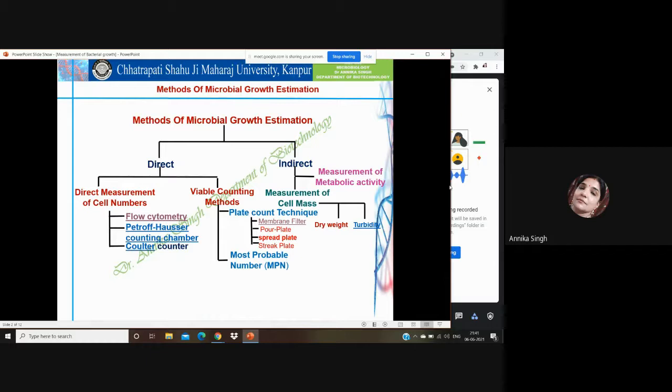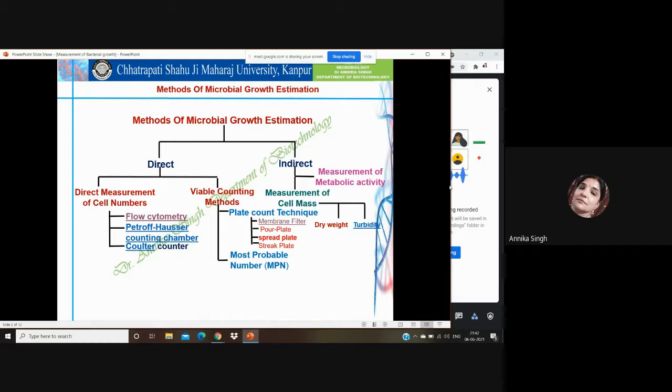Another method which utilizes the membrane filter is known as the membrane filter method. And generally, it is used for microbial counting in a water sample. Then another method, known as most probable number, is also in use to count the approximate number in a particular sample, an environmental sample. This is all about the direct counting methods.